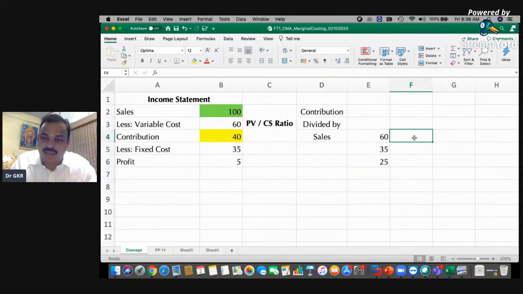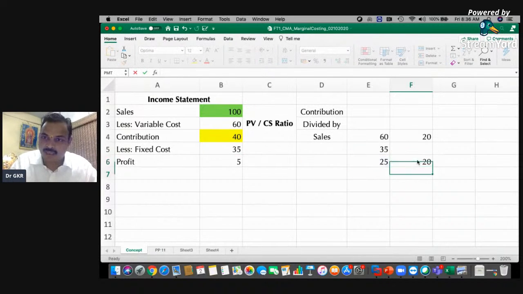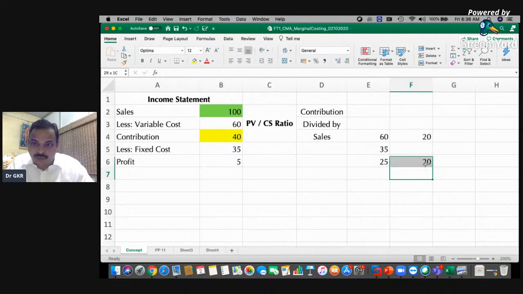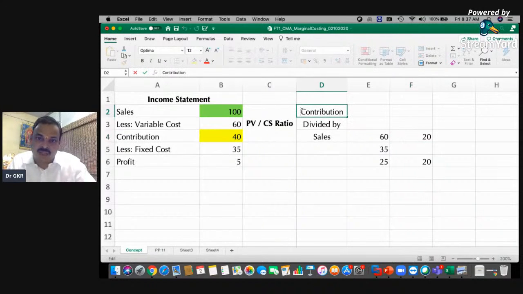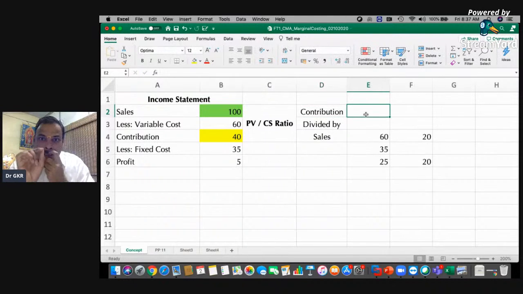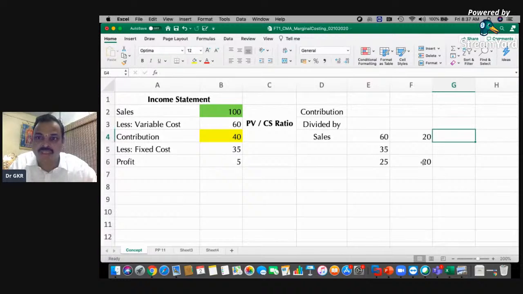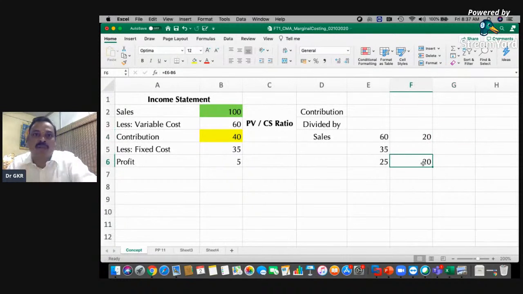But please look at the incremental contribution. What is your incremental contribution? 60 minus 40. So 20. Look at the increase in profit. 25 minus 5. So meaning increase in profit is equal to increase in contribution. So therefore, instead of calling it contribution by sales, you can call it incremental contribution by incremental sales or incremental profit by incremental sales. That is also PV ratio only. Because change in contribution is change in profit.